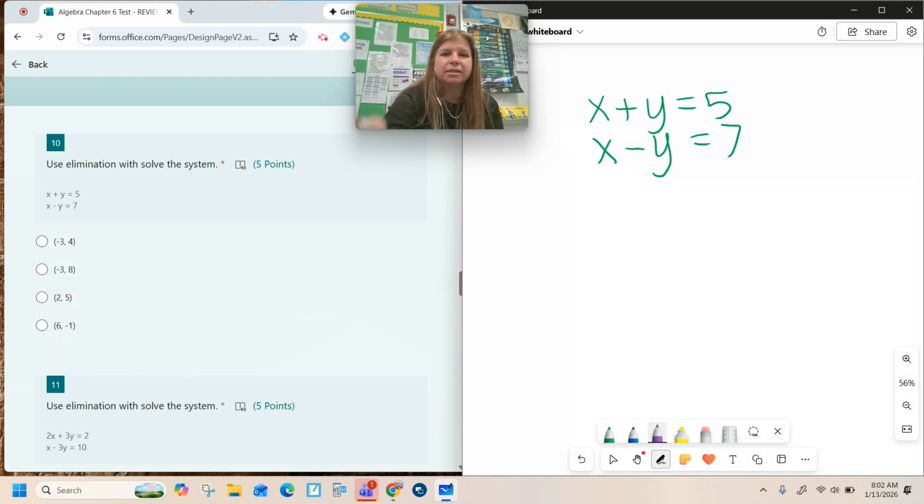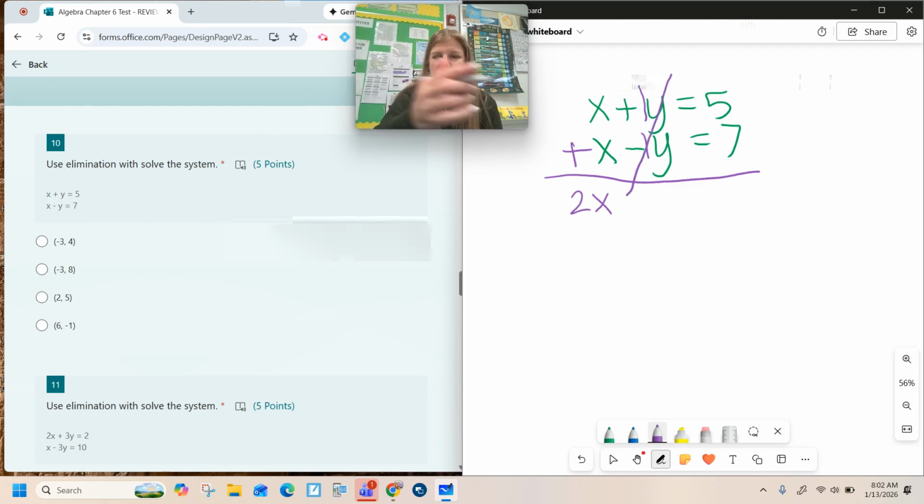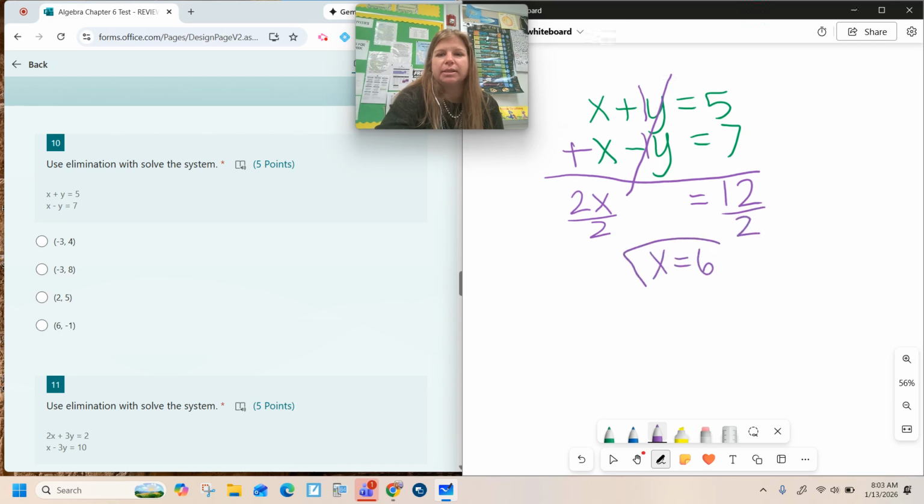Here, x and x, same coefficient, positive 1. But y and negative y, that's a positive 1 coefficient and a negative 1 coefficient. And when you have those opposites and you add these equations together, x plus x is 2x. Positive y plus a negative y eliminates out, completely simplifies out. And then 5 plus 7 is 12. Divide by 2, and look how clean this is. I end up getting x equals 6.